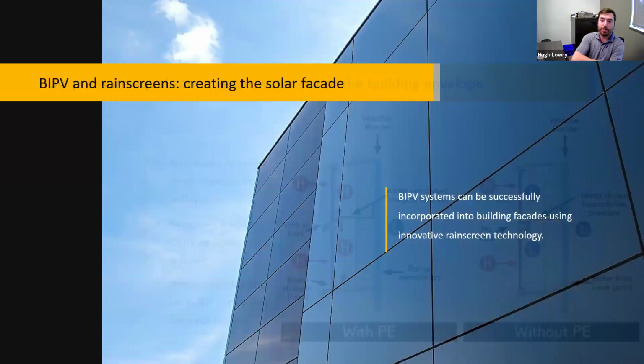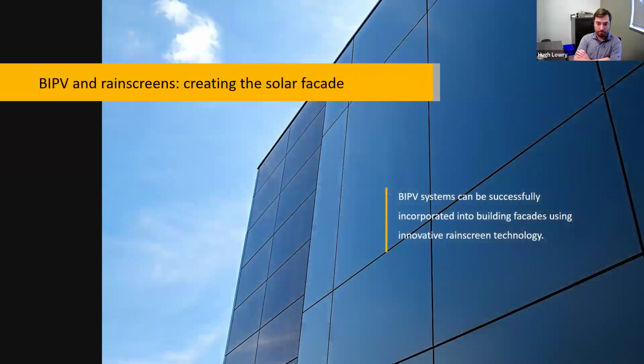So we've covered the basics of rain screens. Let's look at BIPV systems and how rain screens and BIPV can be brought together. Recent advancements in technology have allowed BIPV systems to be successfully incorporated into building facades using innovative rain screen mounting principles and solutions. BIPV solar facades use PV modules that are either combined with the building during construction or integrated later, often as a retrofit with the outer surface replacing the old facade.